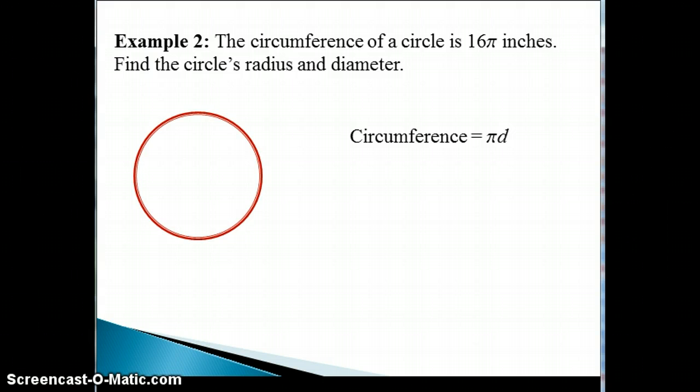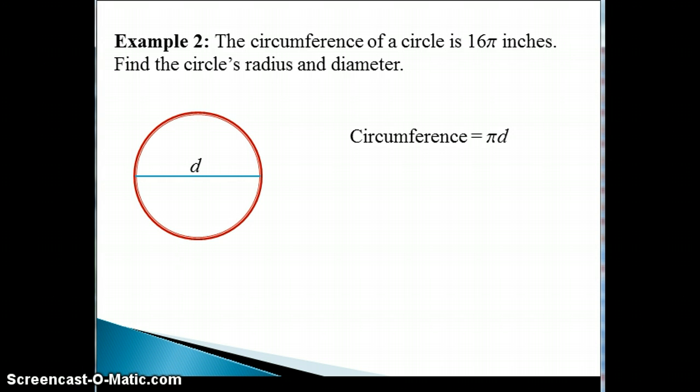There are two formulas for the circumference. However, since we need to find both the radius and the diameter, it doesn't really matter which one we use. Therefore, let's use the simplest of the two formulas, which says that the circumference of a circle is pi times the diameter. The diameter is the distance across the circle, so let's add the diameter to our circle.